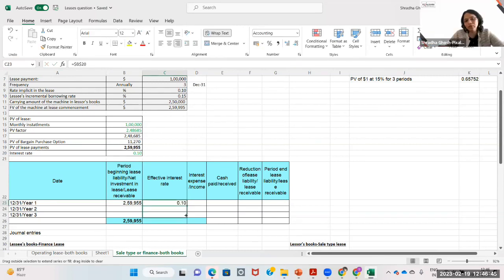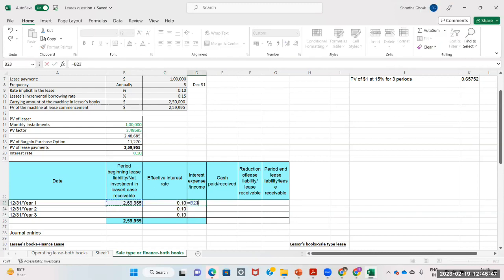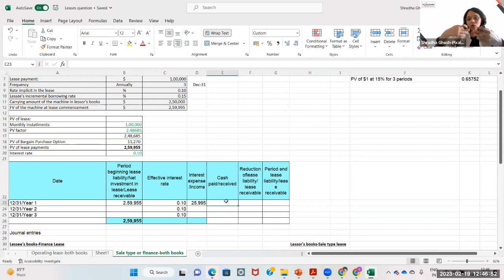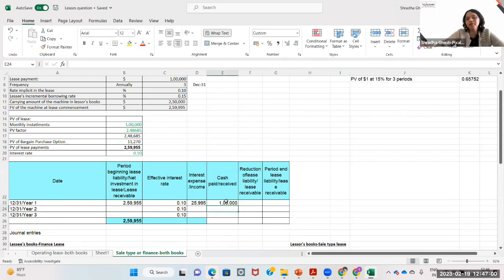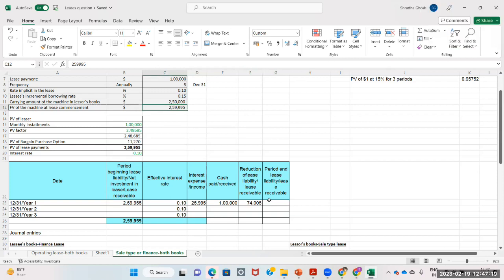So we'll take 10%. So what is the interest on the beginning PV? Apply 10% on 259,955. This becomes my interest expense. How much is the total money that I'm paying? Total money is the installment, right? 100,000. So out of $100,000, my interest is 25,995 and I'm paying the principal of 74,005. Is that correct? Right.